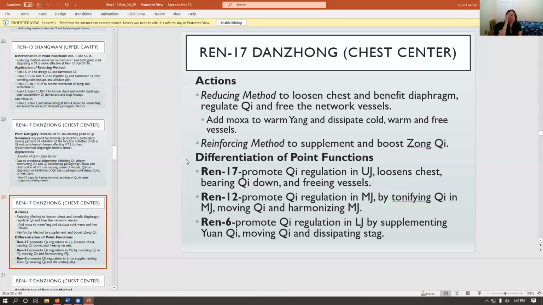Let's look here at the bottom of the slide, differentiation of point functions. So Ren 17 versus 12 versus 6. We're treating in different areas. We are treating different substances. So Ren 17, qi movement in the upper jiao, also looking at bearing counterflow downward. Whereas Ren 12 is really the middle jiao. It's going to be down-bearing and harmonizing in the middle jiao, and then Ren 6 is more specific to yuan qi. Remember, that's that source point, dissipating stagnation, but specifically in the lower jiao. So upper jiao, middle jiao, lower jiao.